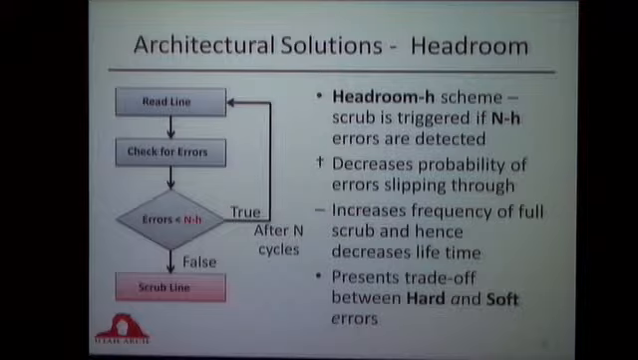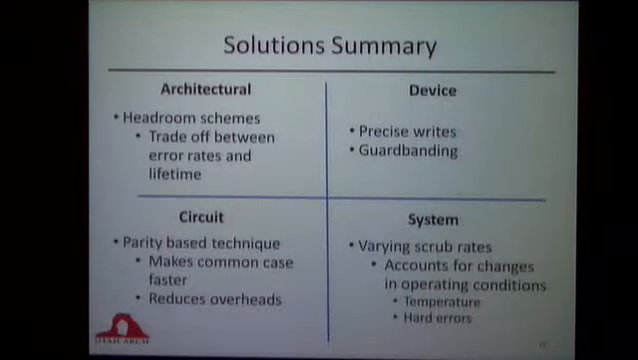So what this eventually ends up doing is it increases the frequency of full scrubs, because rather than doing it at every n errors, you're doing it at every n minus h errors. But this also decreases the probability of errors slipping through. What it also gives you is a trade-off between hard and soft errors. For example, if your line had a couple of hard errors, even at that, you could get away with a scrub-like mechanism. So with this basic architecture in place, what more can we do with this to counter drift?